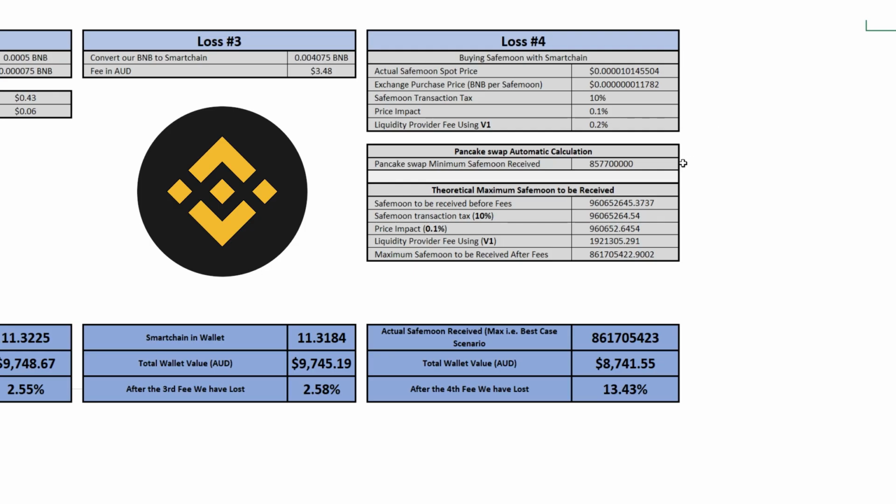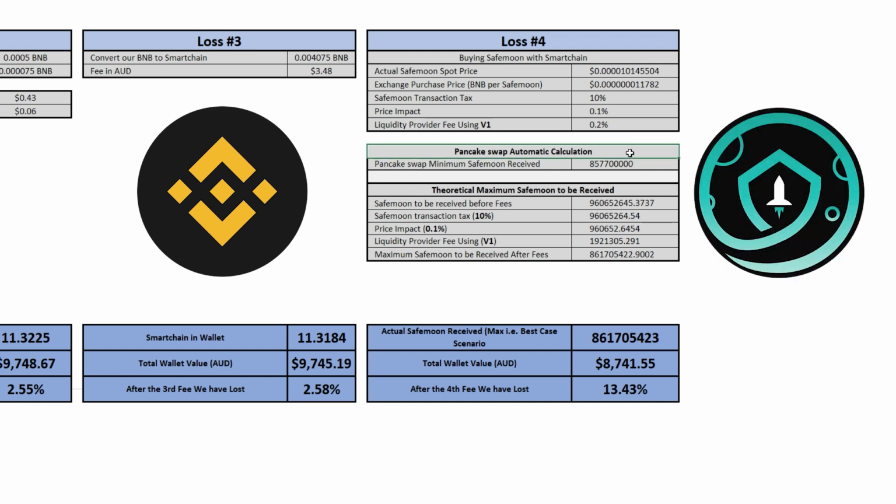So what I did was take the automatic calculation of how much SafeMoon you will receive for investing all of the smart chain we just obtained in the previous step, which gives us the minimum amount of SafeMoon we could receive after fees. And then I cross-checked it by manually calculating the maximum you could receive after fees, and they came out to be fairly similar.